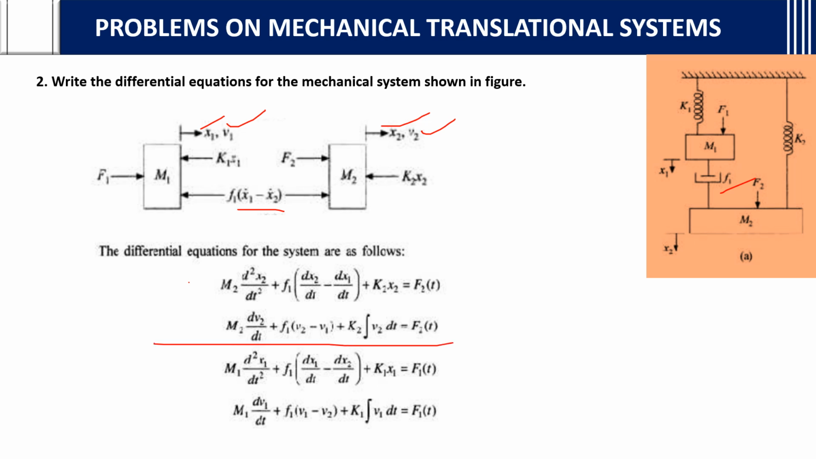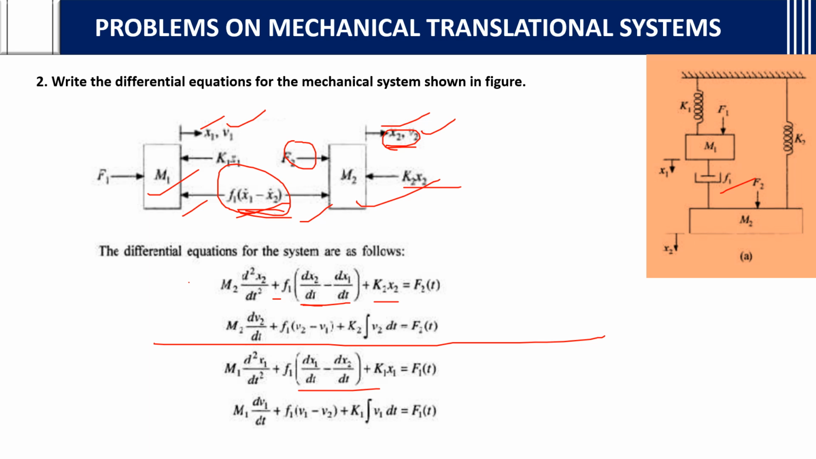The differential equations, how will we write? Here we need to write two differential equations, for m1 and for m2 separately. First we'll write for m2. m2 into d square x2 by dt square. Why? Because the displacement is with respect to x2, plus f1 into, with respect to x2, no. So first you should take the x2 term. So f1 into dx2 by dt minus dx1 by dt, plus k2 into x2 is equal to F2 of t. Why? Because the force applied to the mass element is F2 of t. As it is in between both m1 and m2, this you will consider for both m1 and m2 also.